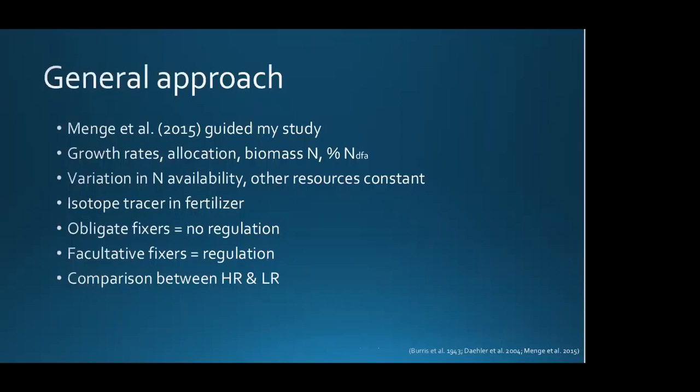My study followed closely the methods and modeling presented in Menges et al. 2015, a study of the diversity of nitrogen fixation strategies in Mediterranean legumes. In order to determine the strategy of nitrogen fixation in plant species, several aspects of the plant need to be assessed: growth rates, biomass allocation, and others, which you can see listed here.